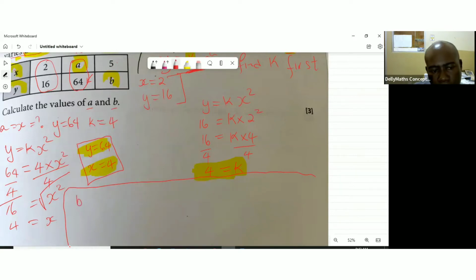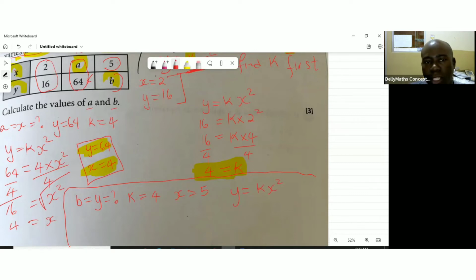Now, remember, b is a y value that we don't know yet, but k is the constant, which is 4, and x, as you could see, is 5. So you could see what's going on with b and the 5. So x is 5 right there. We're going to substitute this in the formula. The formula says y is equal to kx squared.